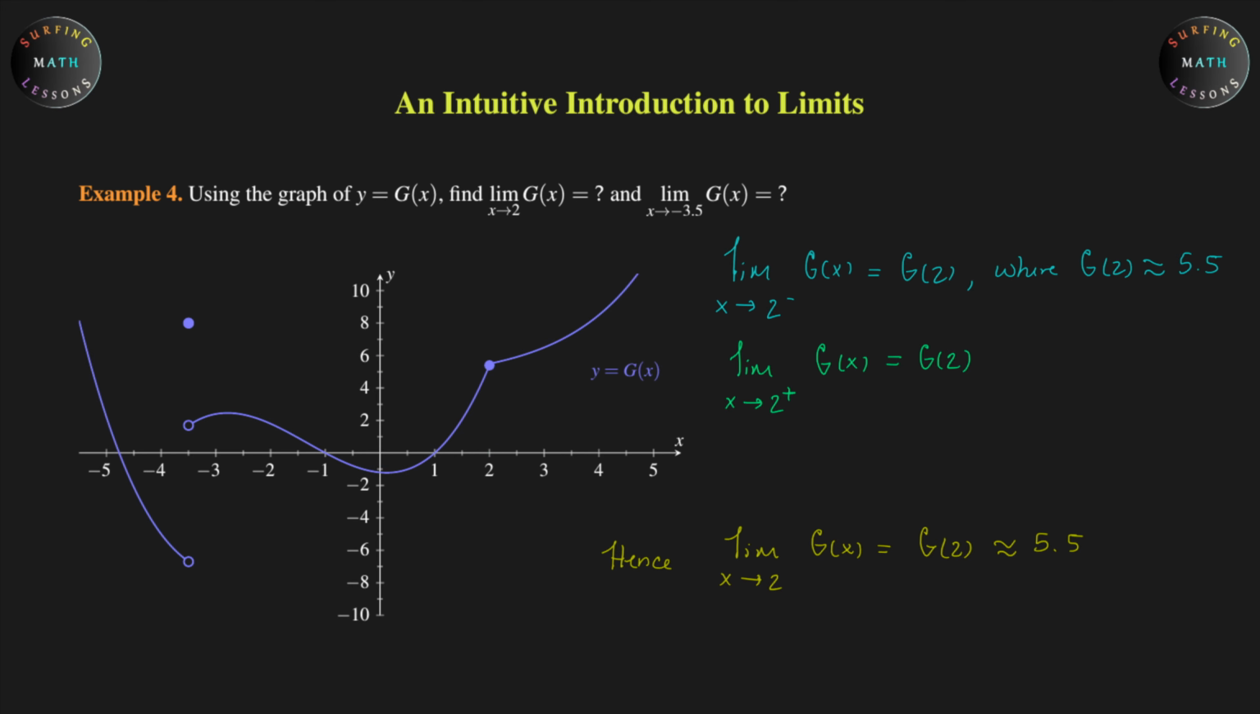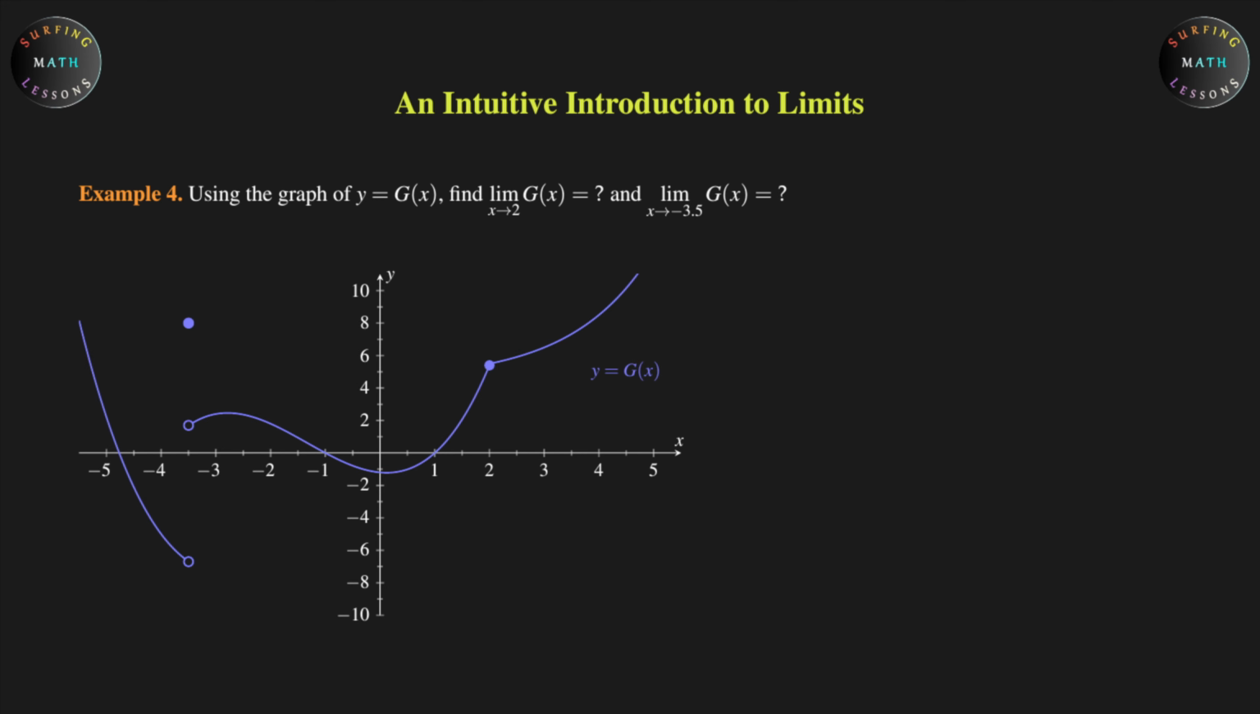Now we answer the second question. Again, we break the analysis by computing side limits. First, as x approaches minus 3.5 from the left, the function g of x is getting closer to a value which is between minus 6 and minus 8. Roughly speaking, minus 6.7. Second, as x approaches minus 3.5 from the right, g of x is tending to a value which lies between 1 and 2.